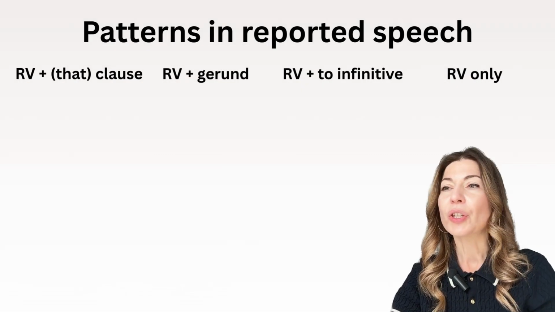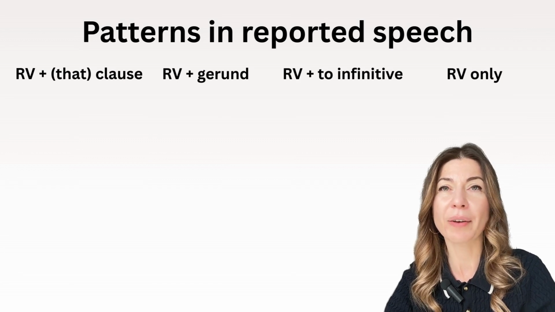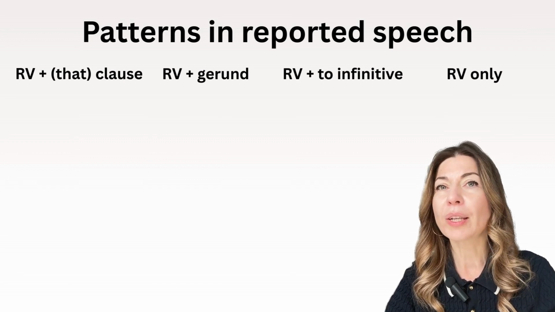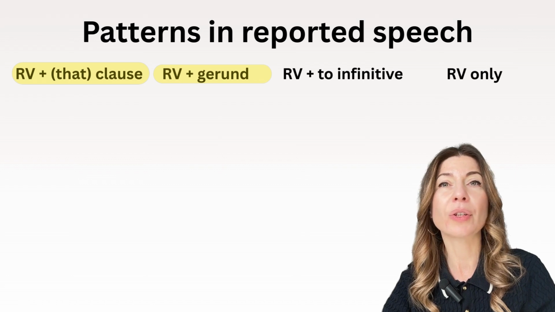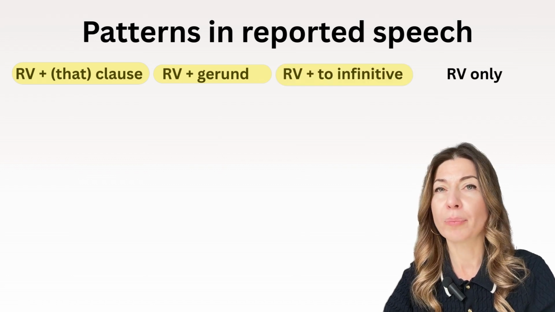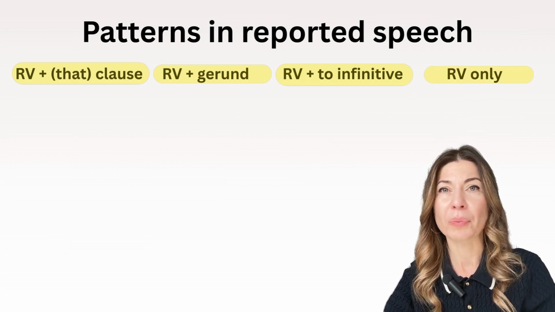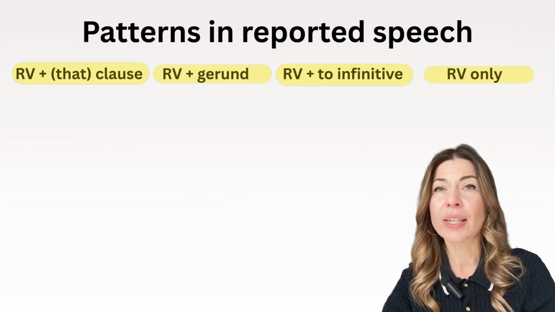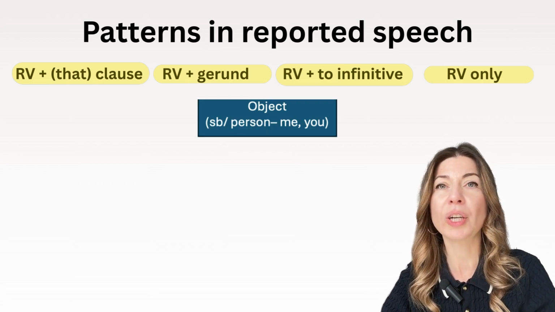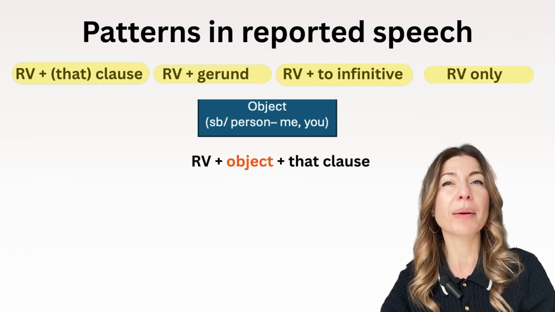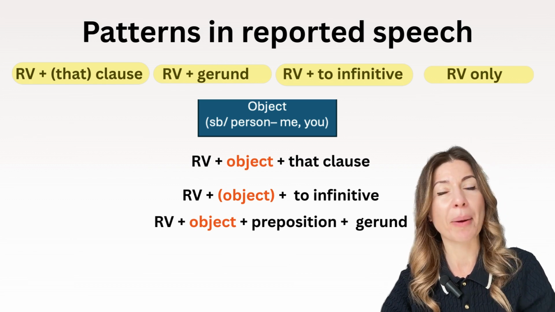Okay, first of all, you should remember there are a few patterns in reported speech that we have to follow. We can use reporting verbs and a that clause. We can use reporting verbs and a gerund. We can use reporting verbs and a to infinitive. We can use just reporting verbs. Sometimes we can insert an object between the reporting verb and the structure. Sometimes it's obligatory, sometimes it's optional. So let's talk about each of these patterns separately.